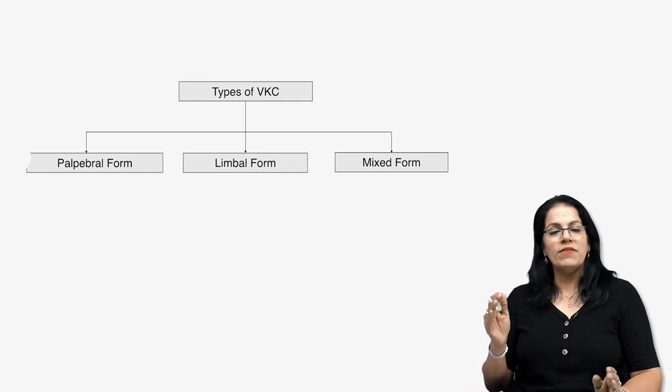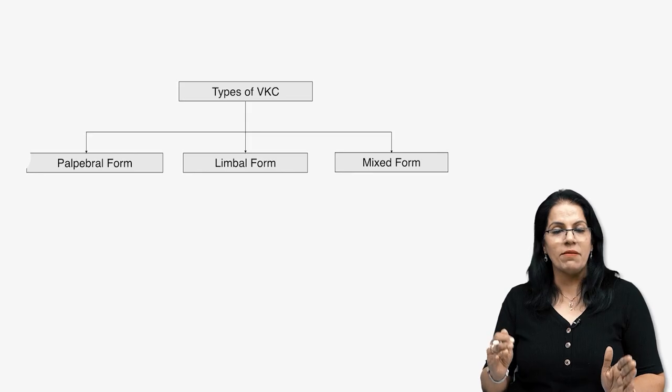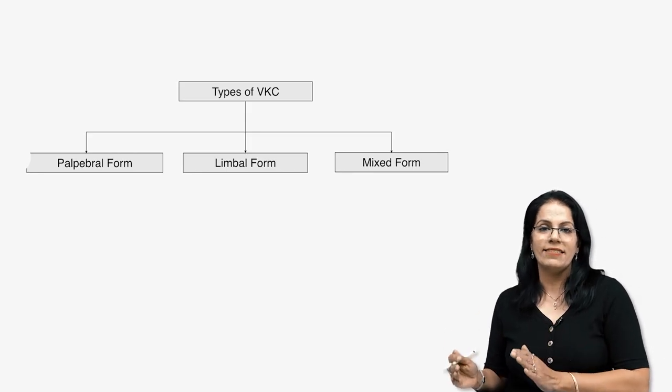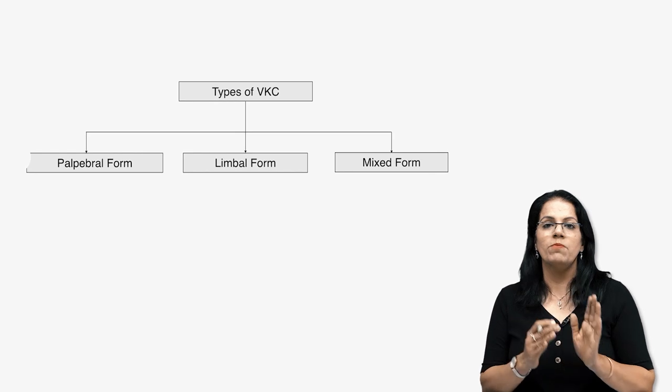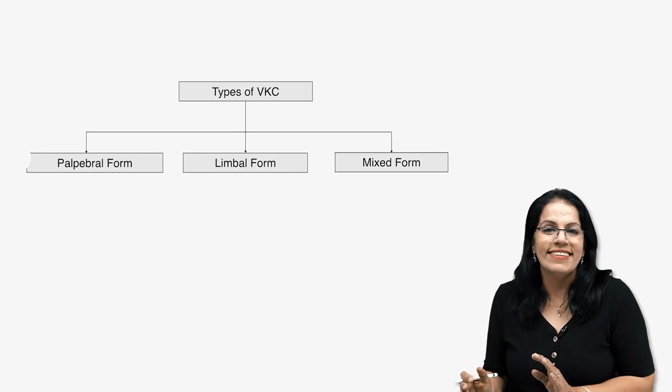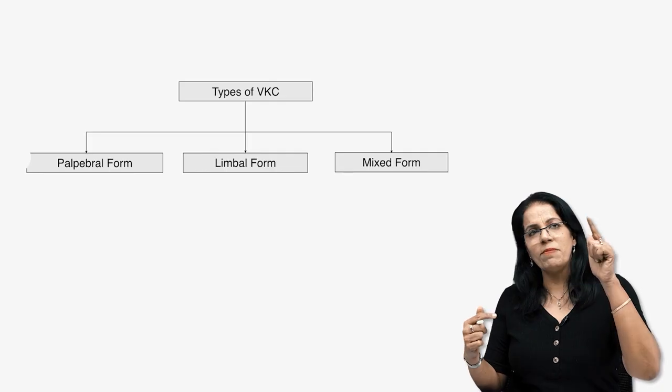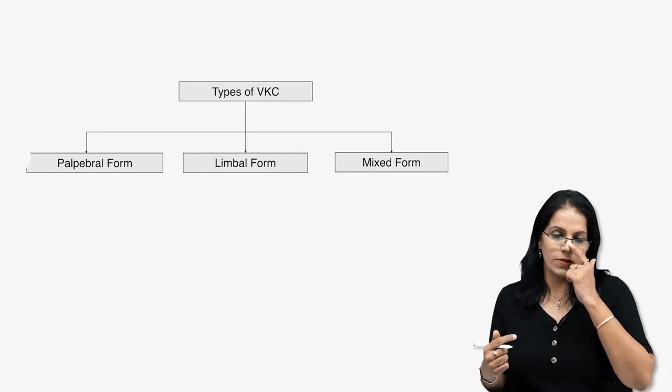So, before that, we will first divide the whole disease as palpebral form, limbal form and mixed form. Mixed means both palpebral and limbal features are there. We did the same for trachoma, palpebral and limbal. You remember? So, it's easy.